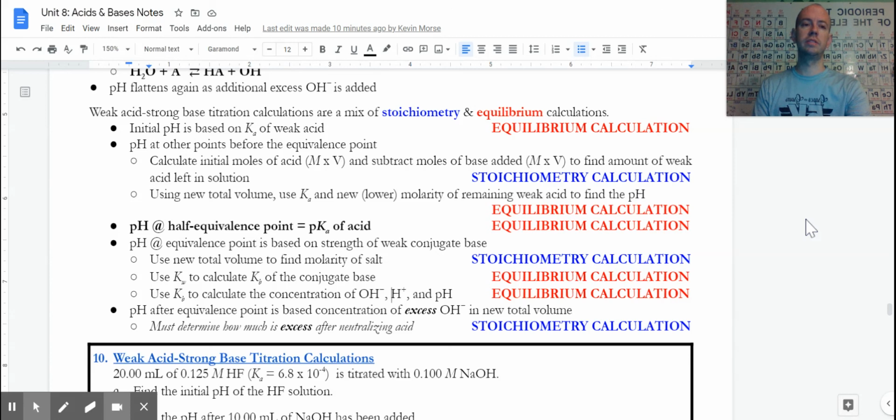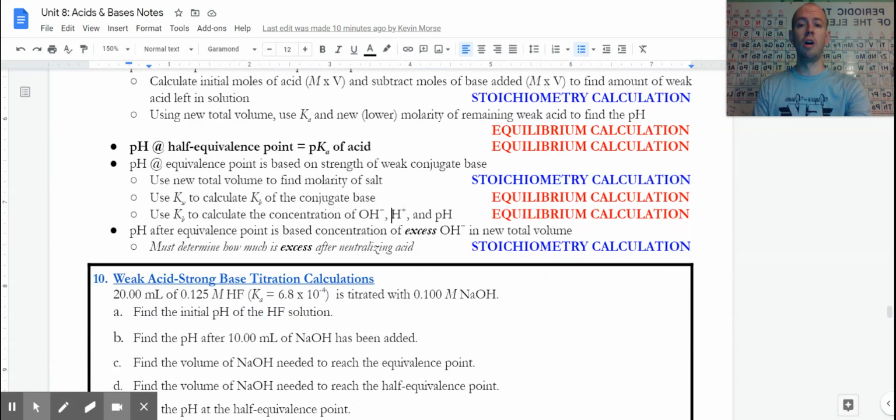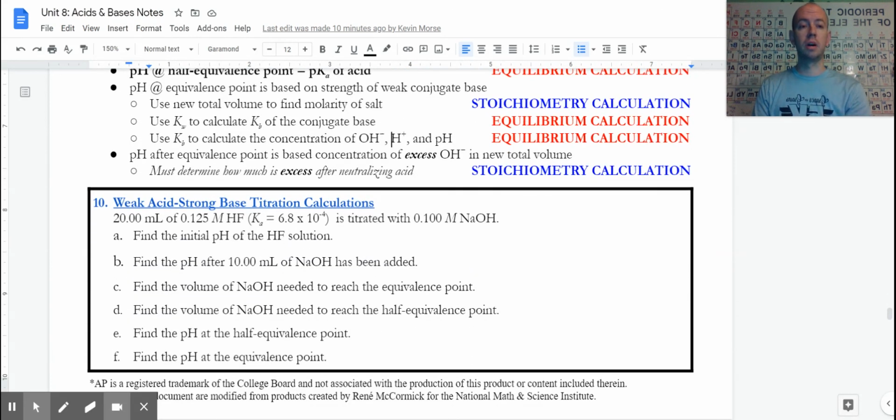So you'll see with these weak with strong, the math, I've got a lot of parts here. It is very unlikely you're going to be doing all of those on a single AP question, but you may have parts of them that you walk through, and you may also see those as practice problems in class.